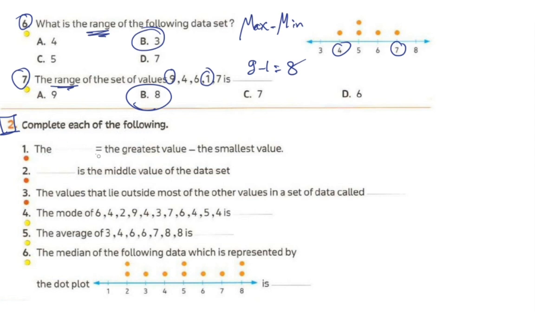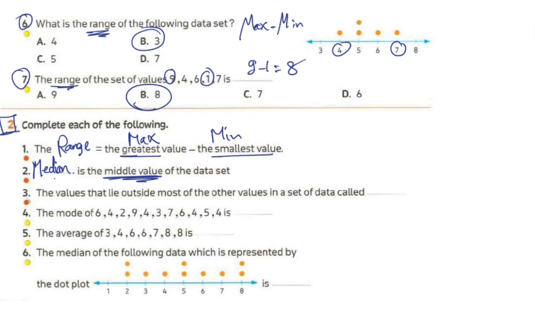The blank equals the greatest value minus the smallest value, or the maximum one minus the minimum one. Of course, the range. Okay, point number 2. The blank is the middle value of the data set. The middle value of the data set is called what? Mean or median? It's median. Median is the middle value.